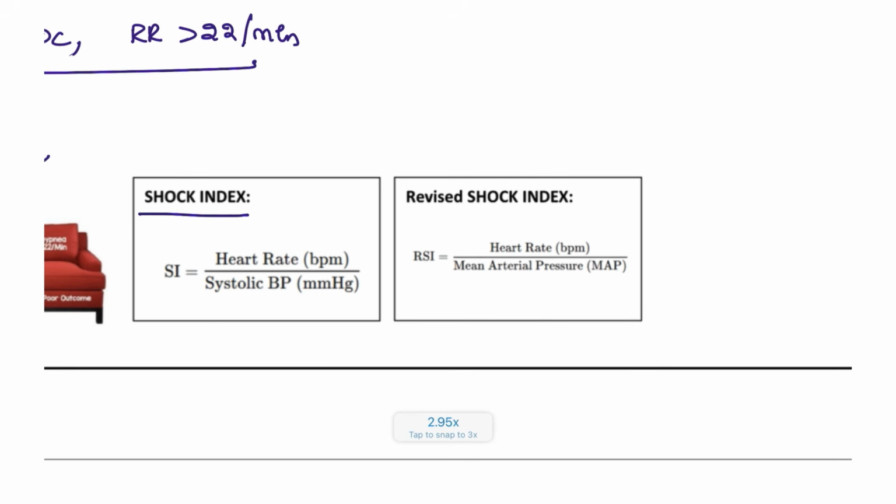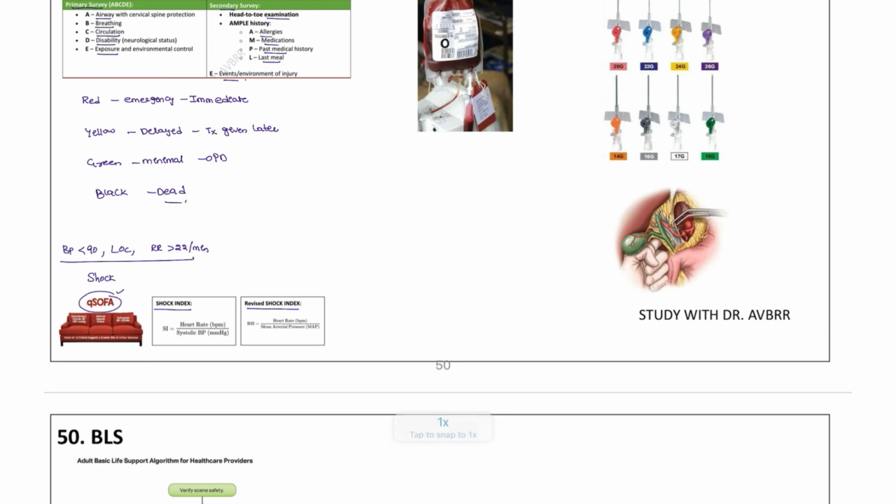And next, shock index: heart rate by the systolic BP, or the revised shock index: heart rate by the mean arterial pressure, you are going to see. Okay, that is how we are going to see.